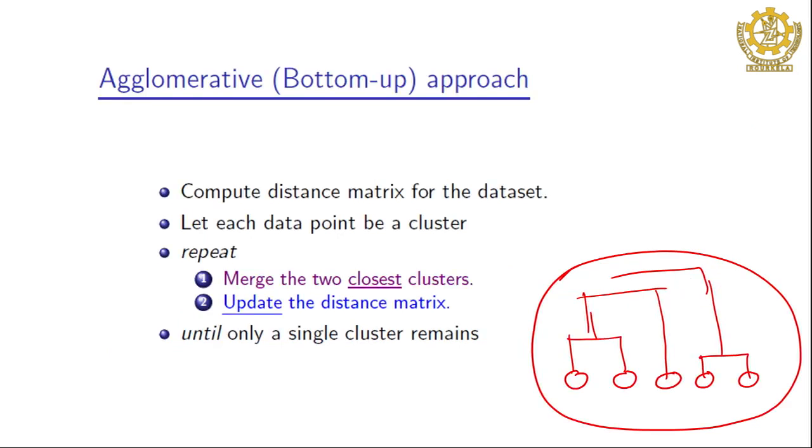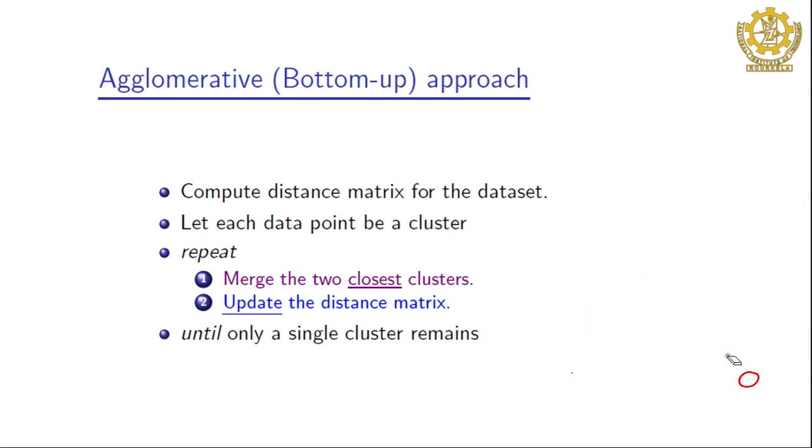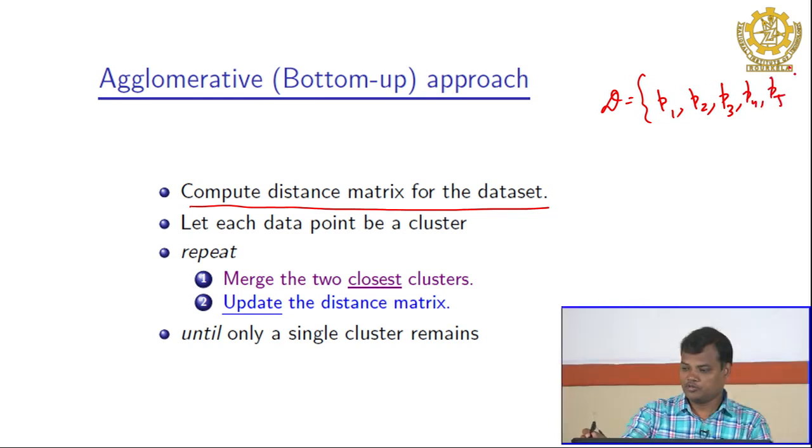Now, we will study this algorithm, the agglomerative approach, very carefully. How do we proceed? We are given the data set without labels, because we are talking about unsupervised learning. What is the first step? Compute the distance matrix for the data set. What is a distance matrix? Suppose in the data set you have the points, let us say P1, P2, P3, P4 and P5.